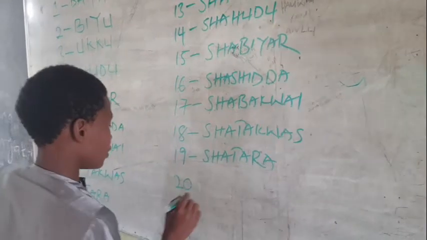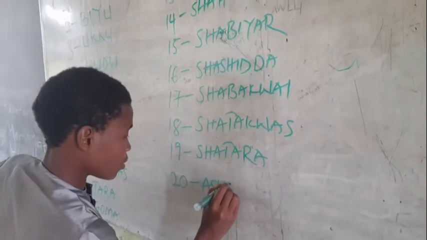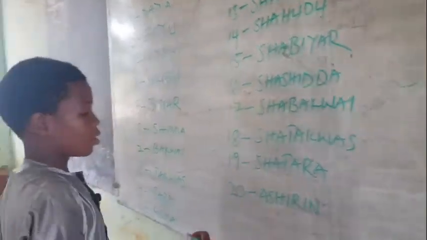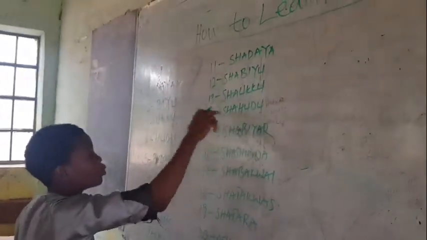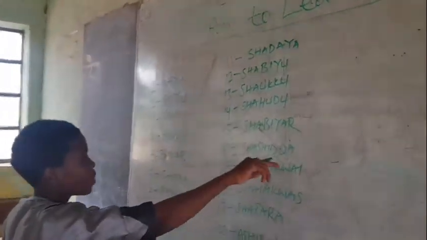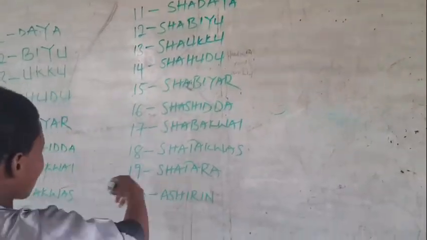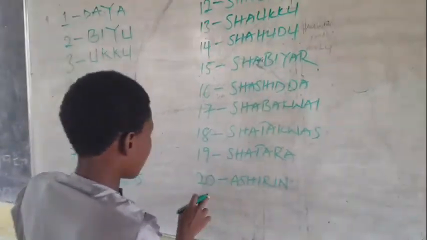20 is ashirin. See, as you can see here, when this is 11, daya, biyu, uku, hudu, biyar, shidda. When we reach 20, we call it ashirin because it has already changed. There's no more one here, it is 2 now, then we call it ashirin.